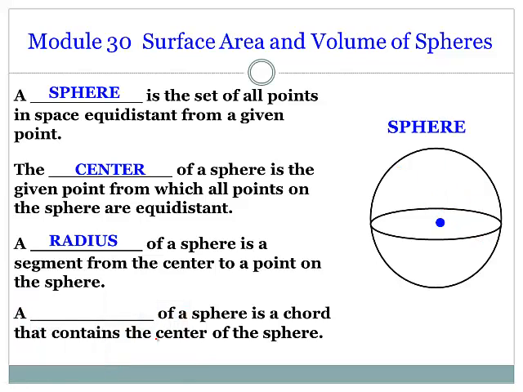The other part that's important is a radius, which is what I was just drawing. The distance from the center point to an outer edge is called your radius, and it's a segment from the center to a point on the sphere. If you continue a radius all the way through, you get a diameter, just like a circle. A diameter of a sphere is a chord that contains the center of the sphere. So there's your example of a diameter. Just like in circles, half the diameter is equal to the radius. And we're going to figure out surface area and volume formulas as well.